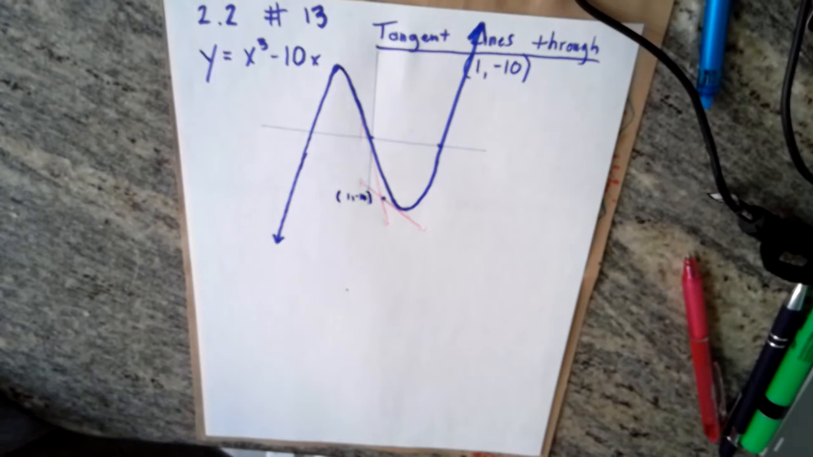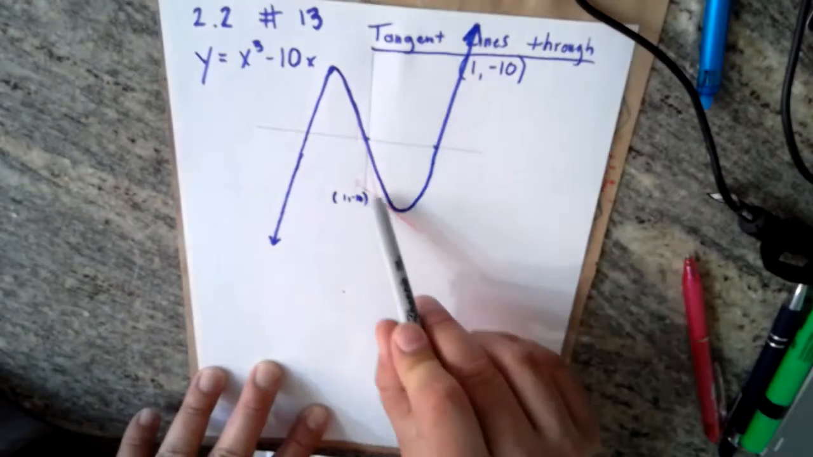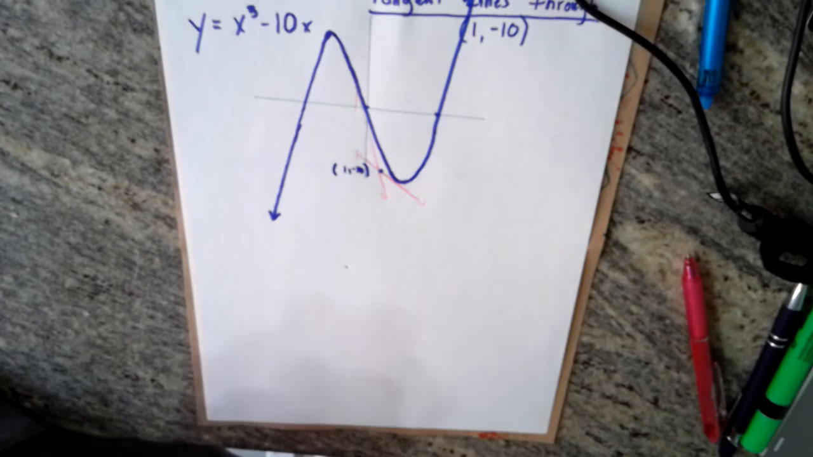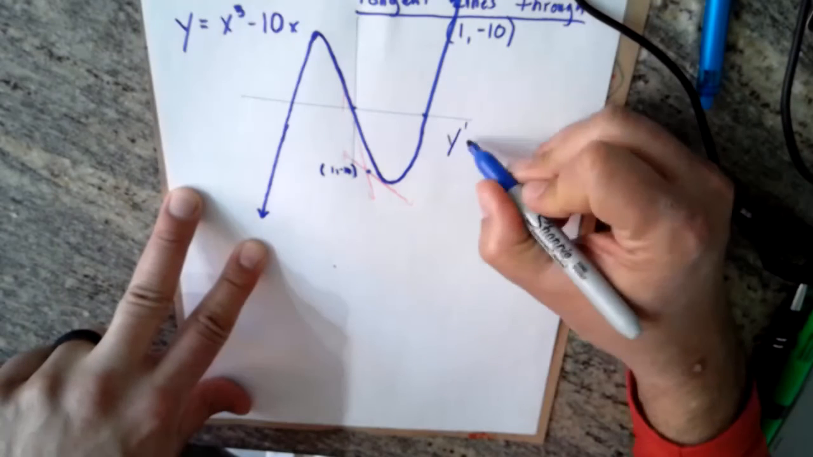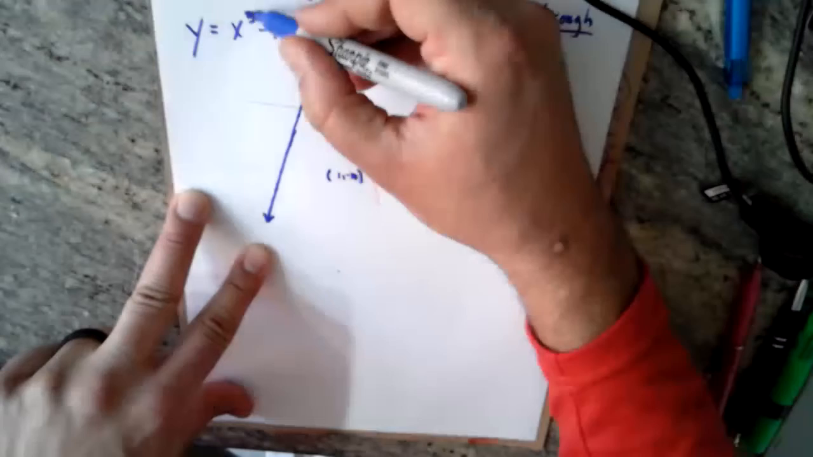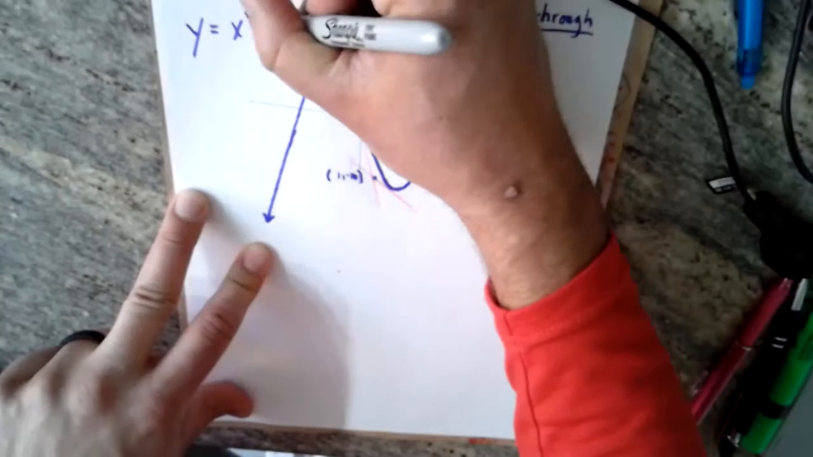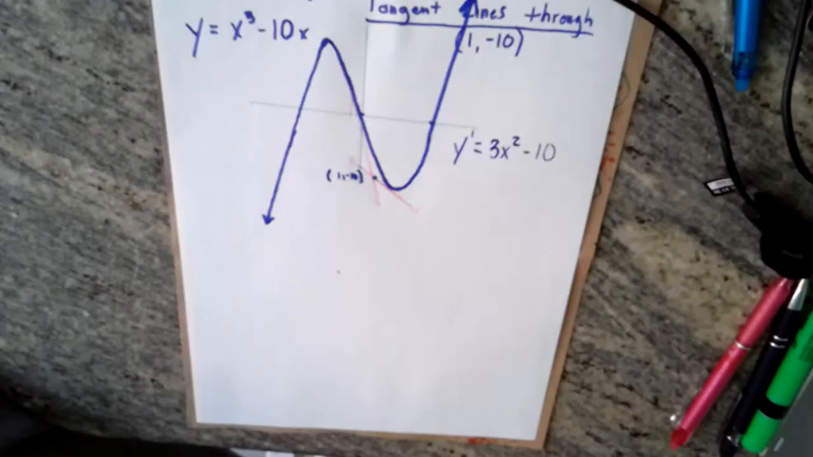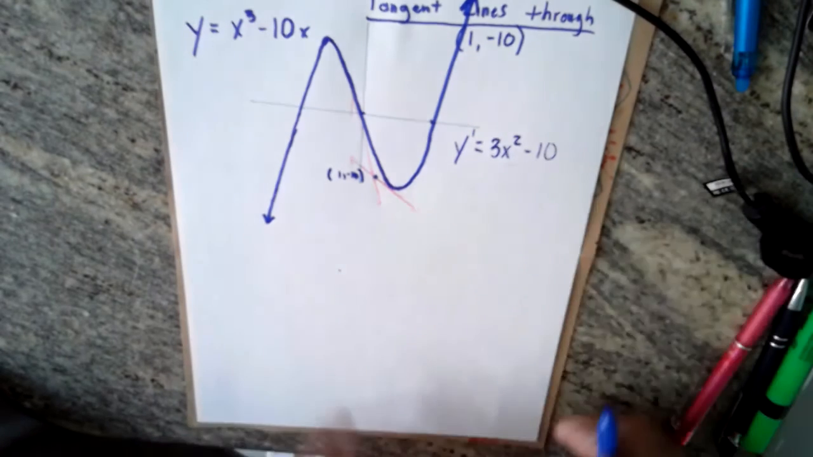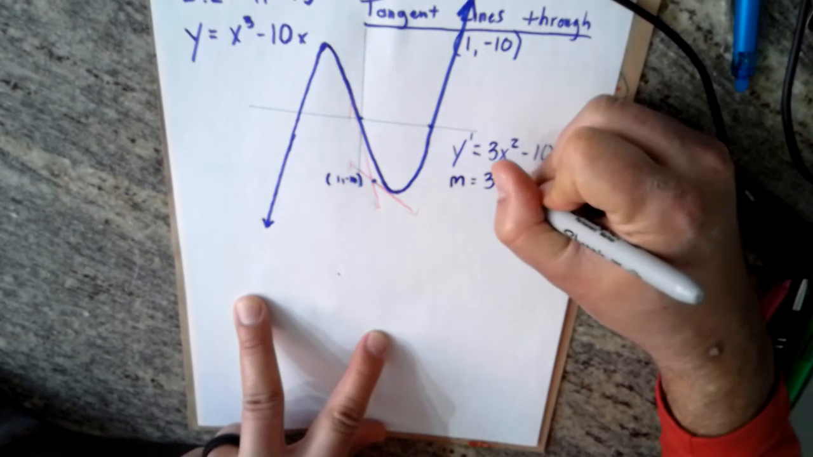It's a little blurry, but you're just going to have to listen. This is going to be a lot of writing. So this is the point 1, negative 10. I basically need to find the slope of those tangent lines. Well, how do I find the slope of the tangent lines? I find the derivative. So y prime is 3x squared. Take the 3, multiply it, reduce the power by 1, minus 10. Same thing. Take the 1, multiply by 10, reduce the power, just the power constant rule. Okay, so this is the slope of the tangent lines at any point. That's the slope of the pink lines.